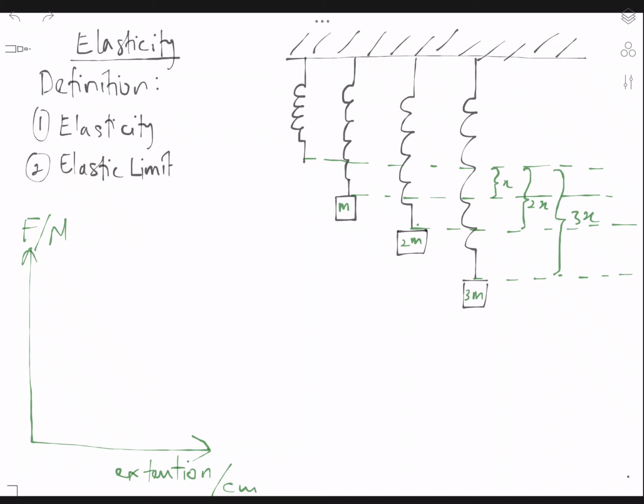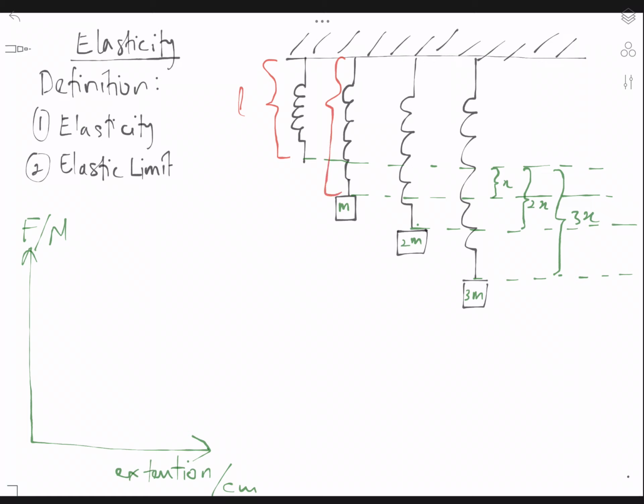Now let us look at the situation here. Let's say you have a spring, and this is the original length of the spring. Let's say this is L, and all the springs here are identical. Let's say the spring is loaded with M load, and then it will extend something like this. So how do you know what is the extension of the spring?